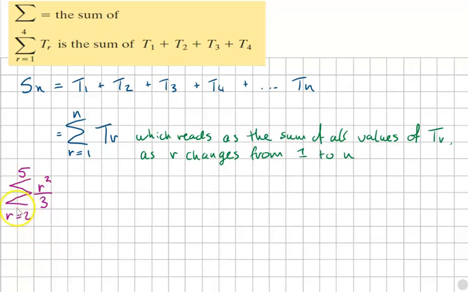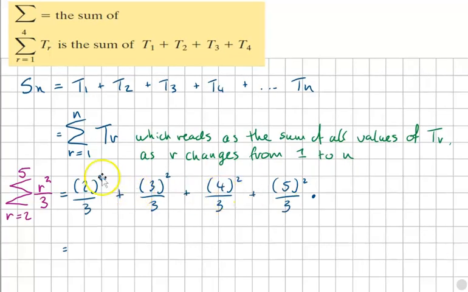So next we have sigma again, which stands for the sum of all values of TR. In this case, it's R squared over 3, as R changes from 2 to 5 this time. So notice we're not starting at 1. We're starting at 2 this time.